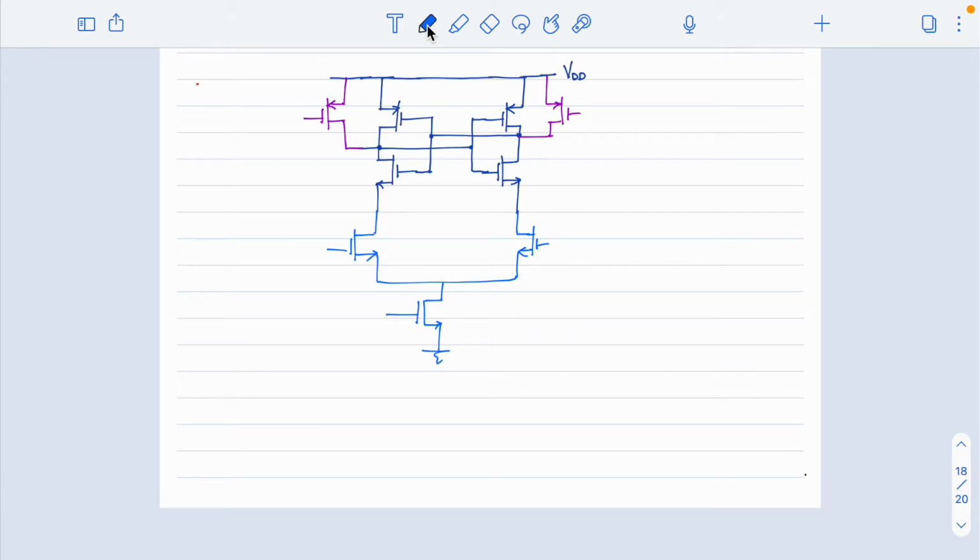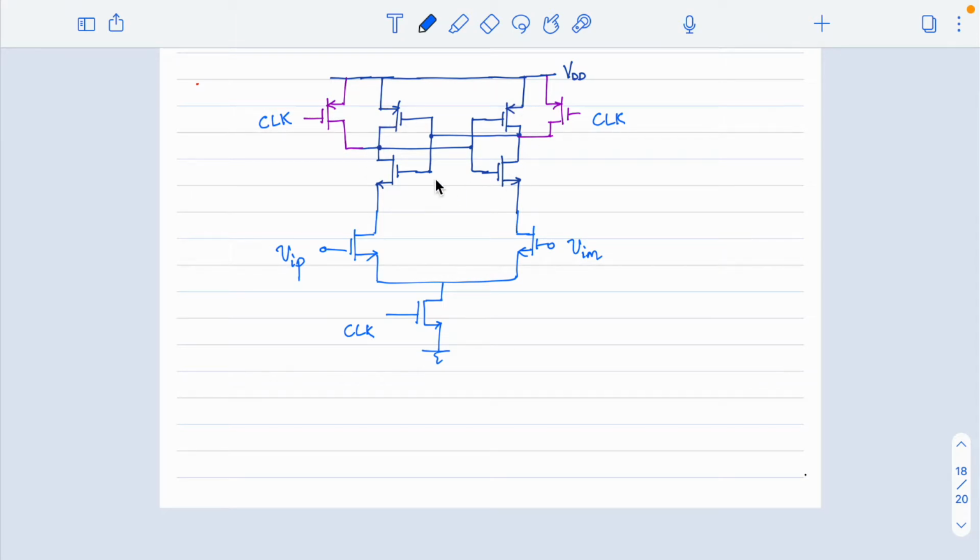Now let me name this. So this is the input differential pair. Now let me mark this as VIP and this as VIM, plus and minus. So together it makes the differential voltage VID. Now this is the clock, right? So I'll just mark it as CLK. There is one clock. As I mentioned, we'll use only one clock here.